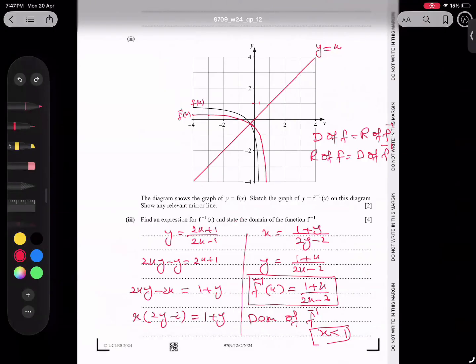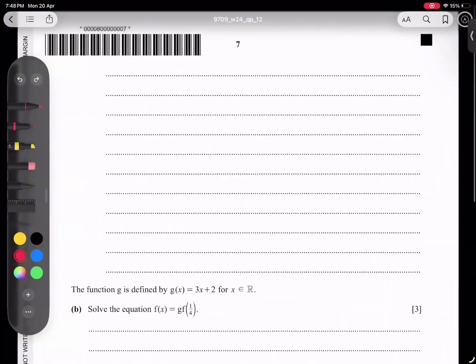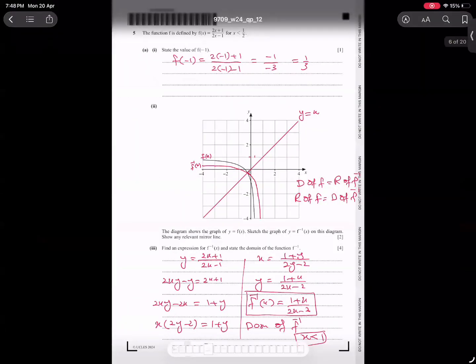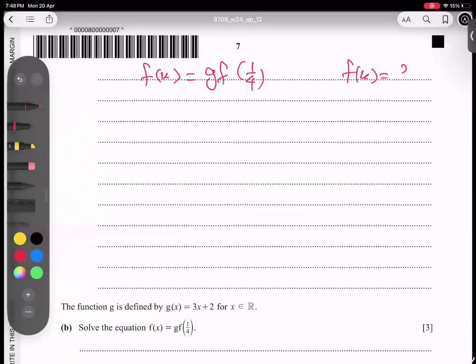Okay, one minute. On the next page, we have a question given here. So basically f of x is equal to g f of 1 by 4. So I have to bring the value. g is clear, g we have given here. But f I have to bring from the previous page: 2x plus 1 over 2x minus 1. So let's start.